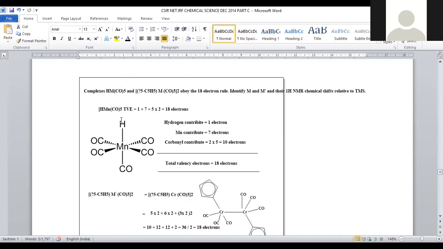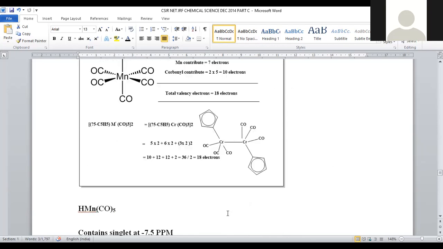Now let us calculate the total valence electrons. Hydrogen contributes only 1 electron. Manganese, being a d5 s2 system, contributes 7 electrons. There are 5 carbonyl groups, each contributing 2 electrons, so the total is 10 electrons from the carbonyl groups. So 1 from hydrogen, 7 from manganese, and 10 from the carbonyl groups. Totally it becomes 18. So for the first complex, the metal should be replaced with manganese.